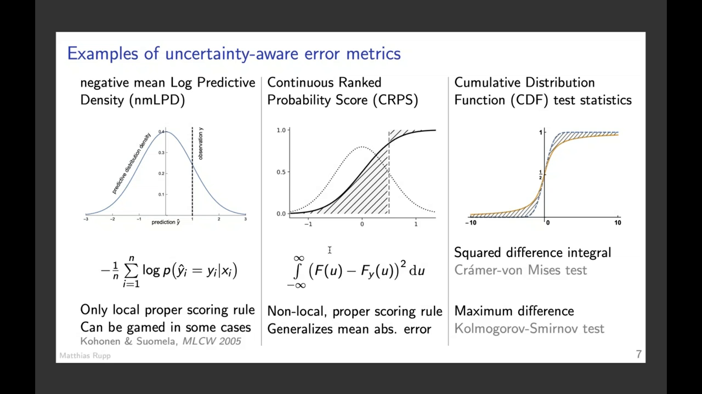This is a non-local rule because the whole distribution is being judged. It is also a proper scoring rule. And if you look longer at the formula, you'll see that in some sense, it generalizes the mean absolute error. Unfortunately, because it generalizes the mean absolute error, it's also often much correlated with it and doesn't give so much additional information as one would have hoped for. Right, there are a lot more of these. For example, in weather forecasts, people have looked at such metrics for a long time. I just want to briefly mention that you can also take statistical tests and turn them into such metrics. So that's a large choice here.